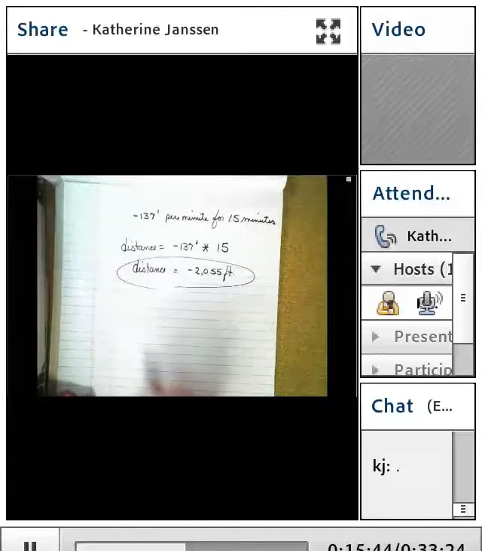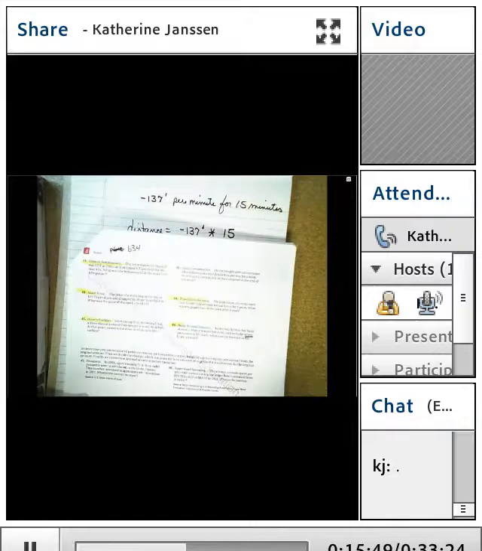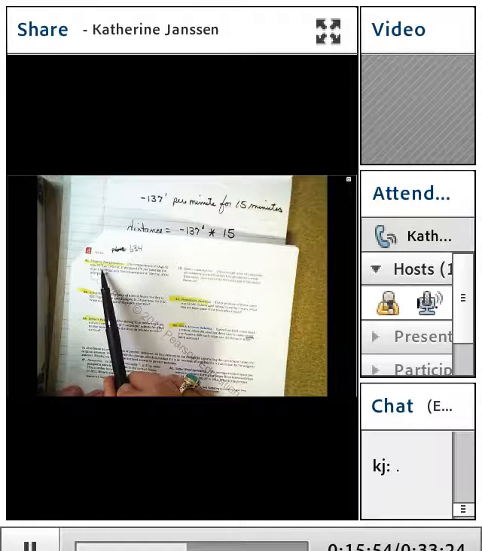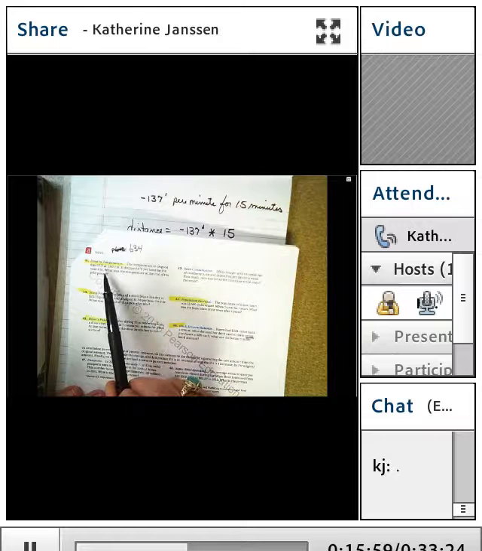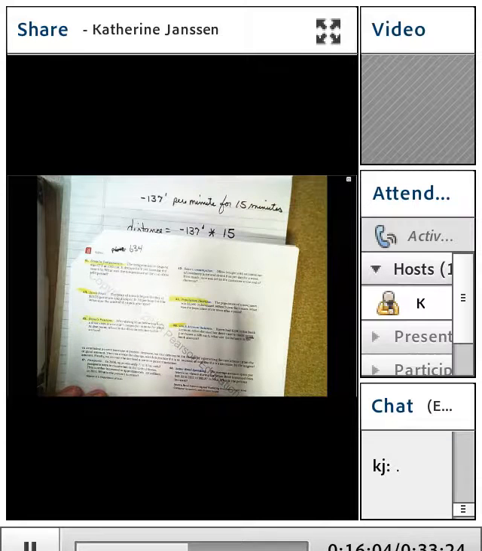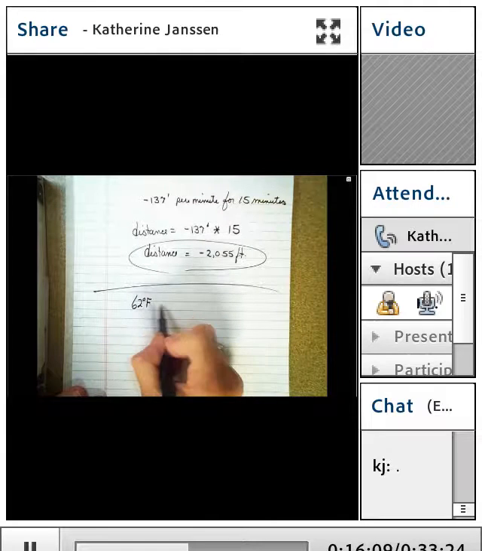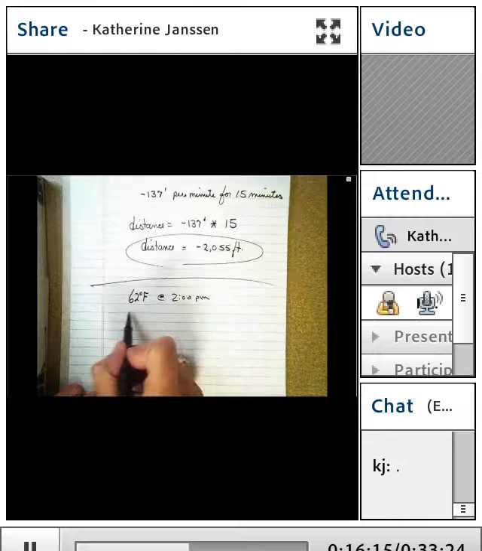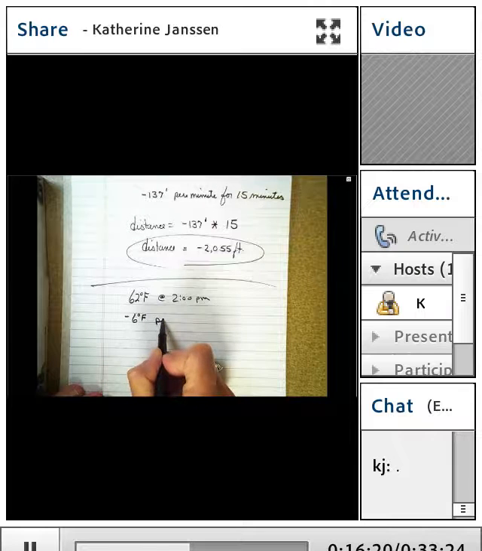This is number 1 on page 634. The temperature in Osgood was 62 degrees Fahrenheit at 2 p.m. It dropped 6 degrees per hour for the next 4 hours. What was the temperature at the end of the 4-hour period? It started at 62 degrees Fahrenheit at 2 p.m. and dropped a negative 6 degrees Fahrenheit per hour for 4 hours.